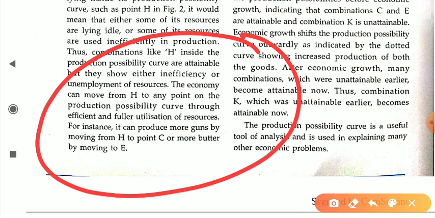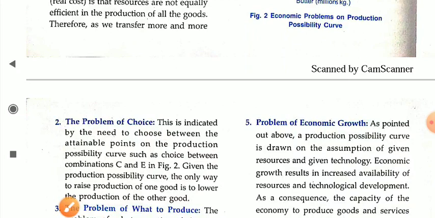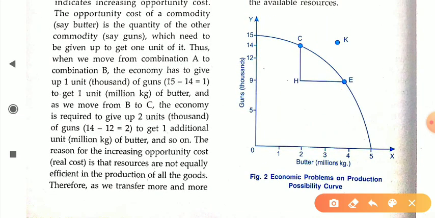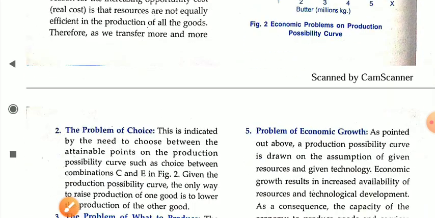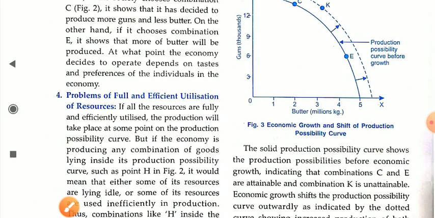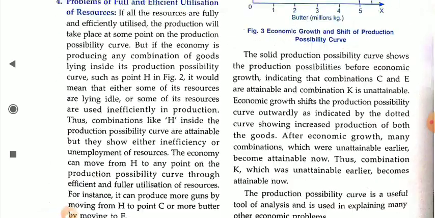It means when you employ all the resources, when you utilize all your resources, you can switch from point H to point C or point E in our diagram. We have point H, which is underutilized. Now when you utilize your resources, definitely you will reach point C or point E, different points on your PPC curve. This is known as the problem of full and efficient utilization of resources.